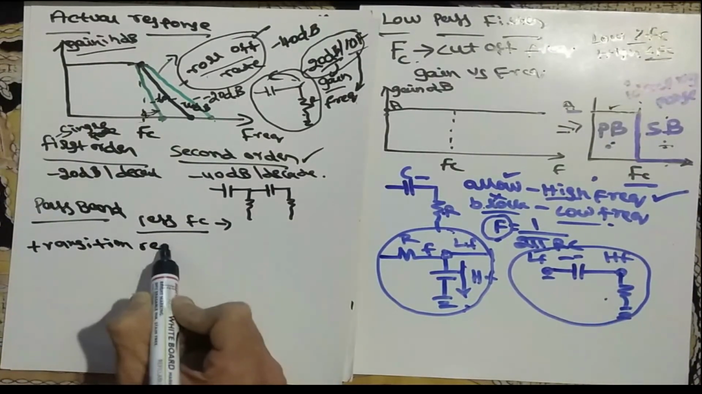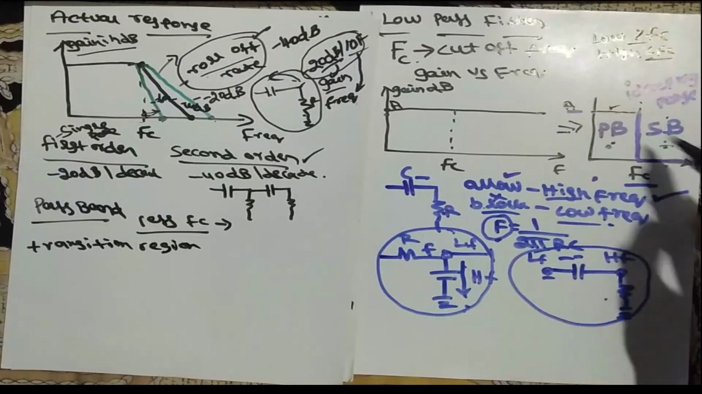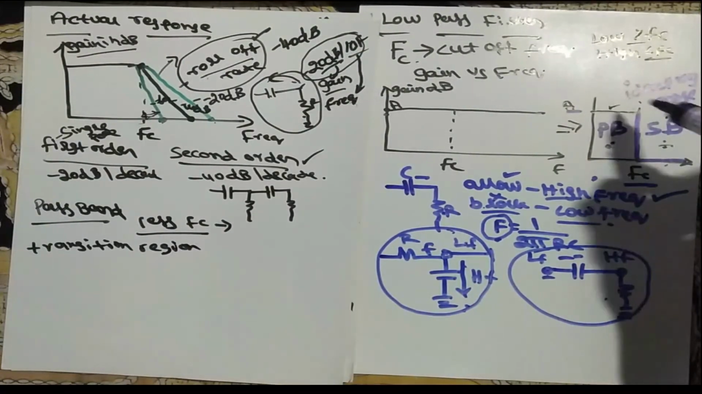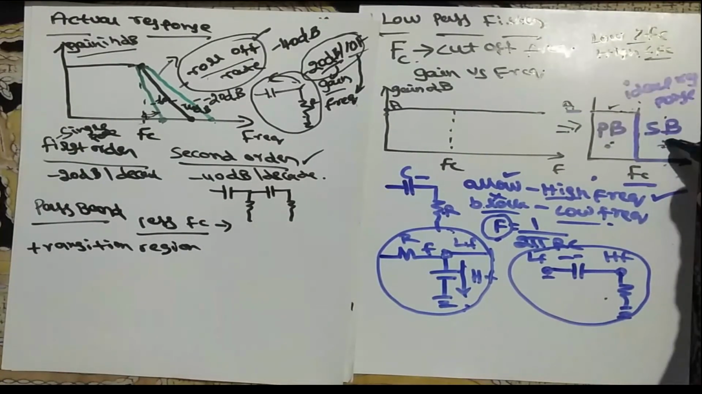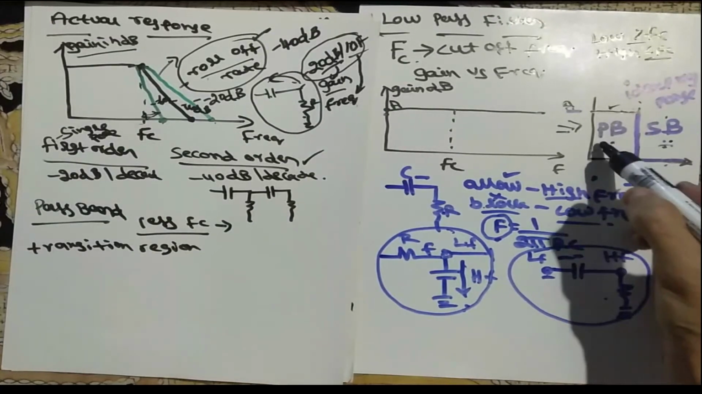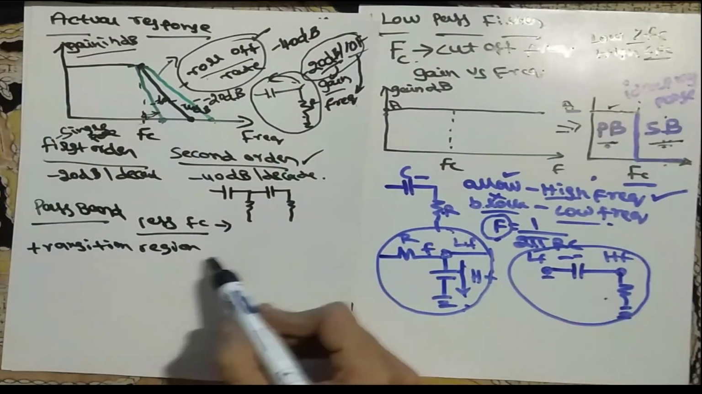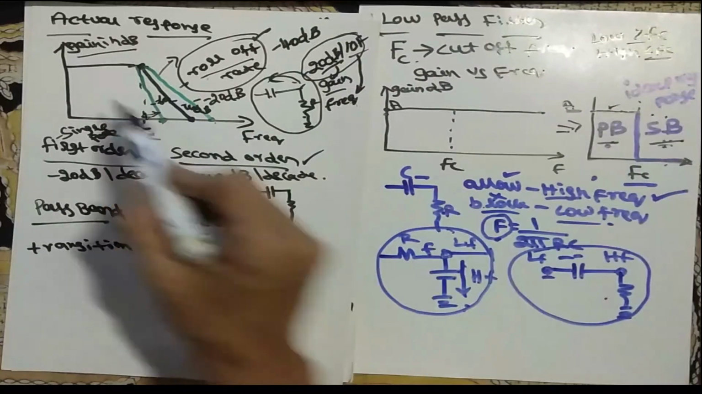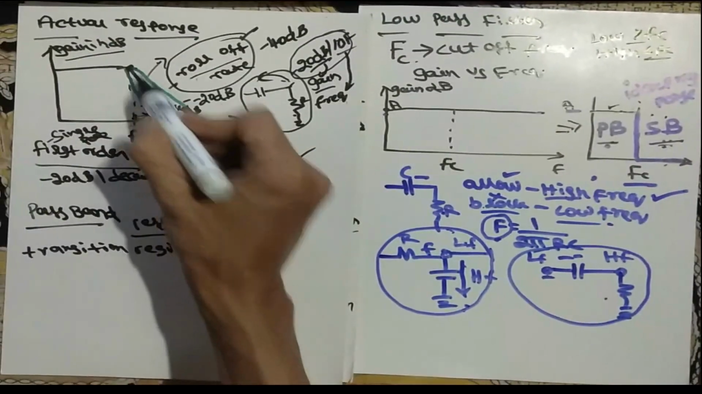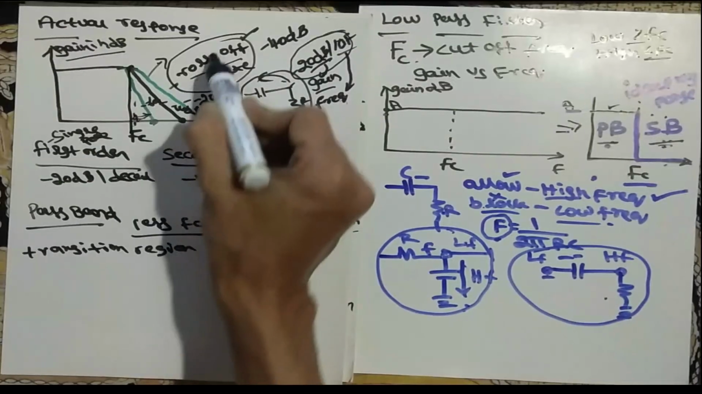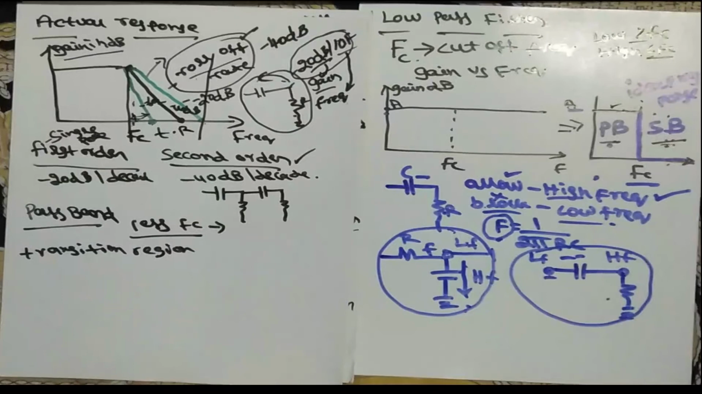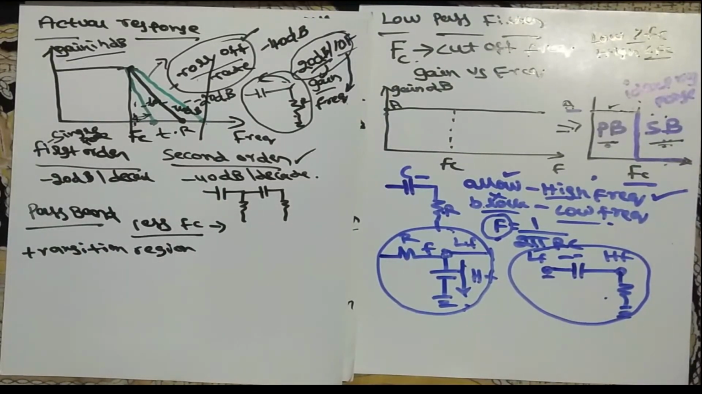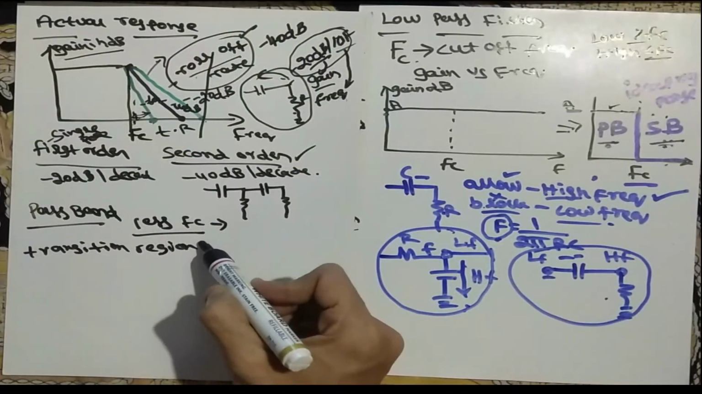Similarly, one more portion we call the transition region. In the ideal response we don't have a transition region. The transition region is nothing but the change from the pass band to the stop band. In the ideal response, we directly take the pass band and stop band, and the transition region is not considered. When you take the actual response, we get a slope. This slope area is known as the transition region. So the transition region is the switching portion from one band to another band.